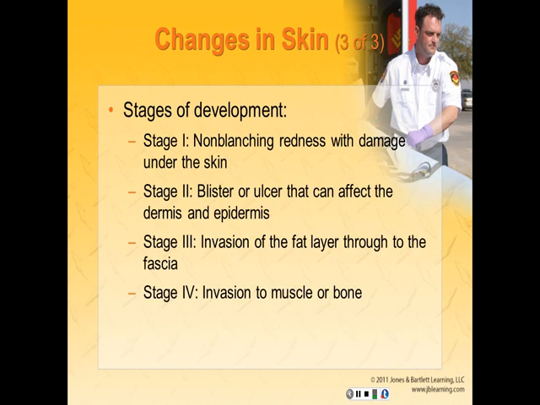Stage 1, which is where there's a non-blanching redness with damage under the skin. Stage 2, a blister or ulcer that can affect the dermis and epidermis. Stage 3, an invasion of the fat layer through to the fascia. And Stage 4, invasion to muscle or bone. Decubitus ulcers can be painful and cause complications such as bleeding, sepsis, and bone inflammation called osteomyelitis.